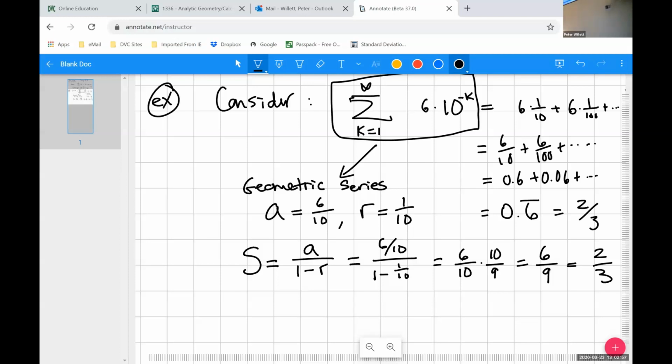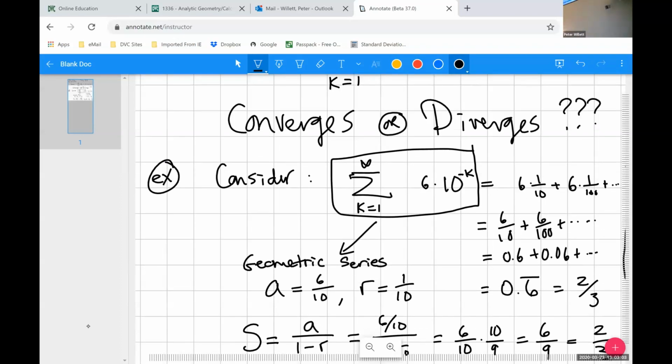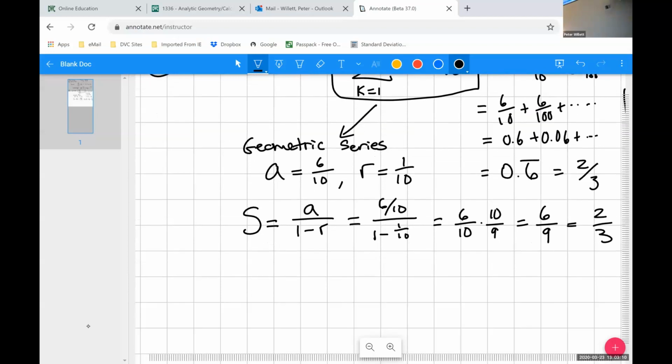Okay, so what are we considering in this first example? This is a geometric series, and we were able to conclude that it converges. In this case, because it's a nice geometric series, we were able to determine what it converges to. But definitely, at the very least, we are able to determine that it converges. Questions about this first example?